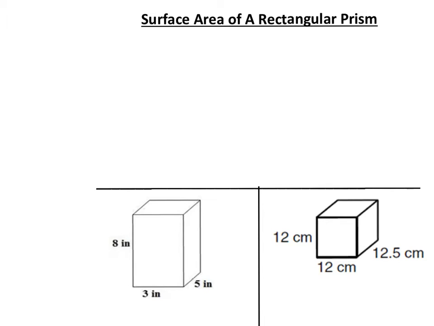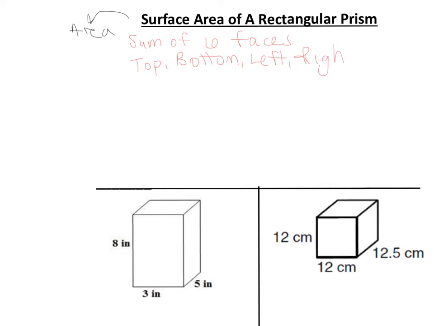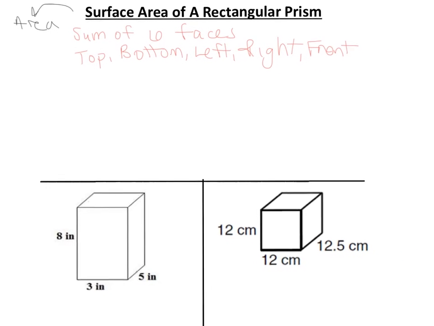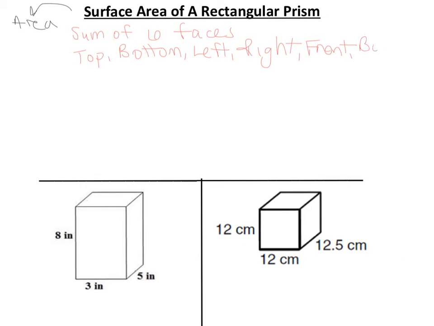Now, the thing to note about surface area is that you're dealing with the outside of the figure. So it's saying how many squares fit on the outside of the figure. Surface area of a rectangular prism is found by doing the sum of all 6 faces. Because the 6 faces are the top, bottom, left, right, front, and bottom. Now, that is 6 faces.